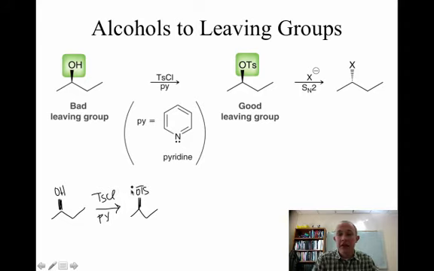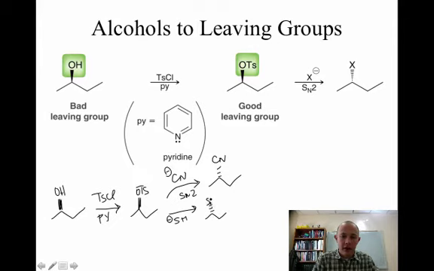Now we can displace this leaving group with any kind of nucleophile that we want. Let's say cyanide. Notice that since this is an SN2 reaction now, with a good leaving group, we're going to get inversion of configuration. Or you can have the thiolate ion. Any of the different nucleophiles that we've already talked about, good nucleophiles that are weak bases, are going to be perfect for these kinds of SN2 reactions.